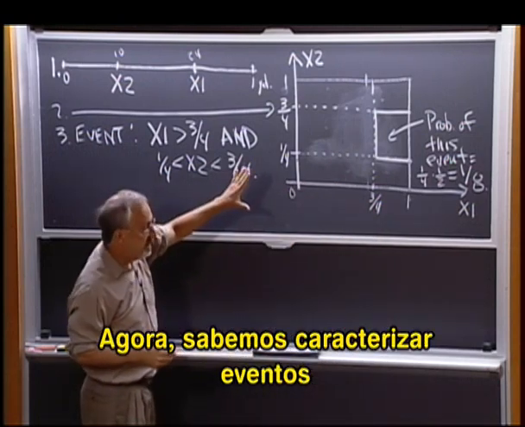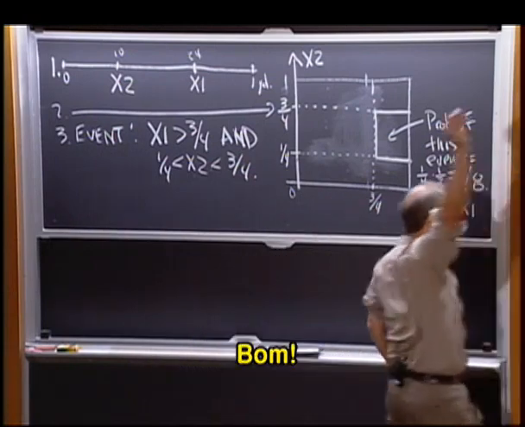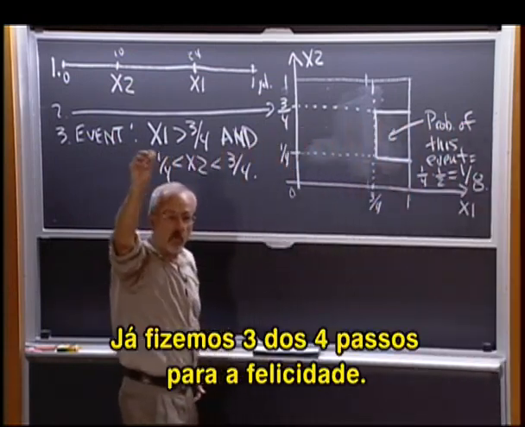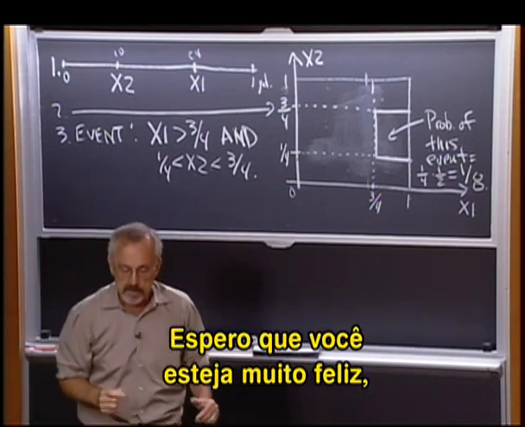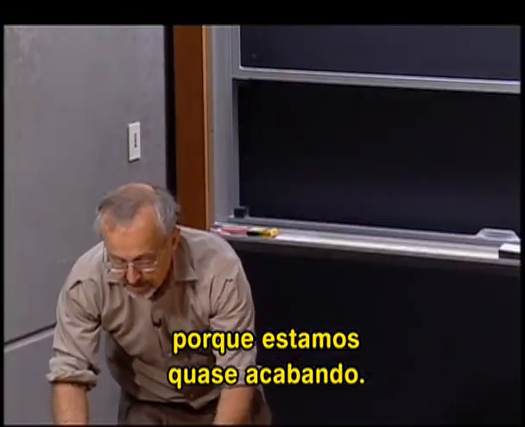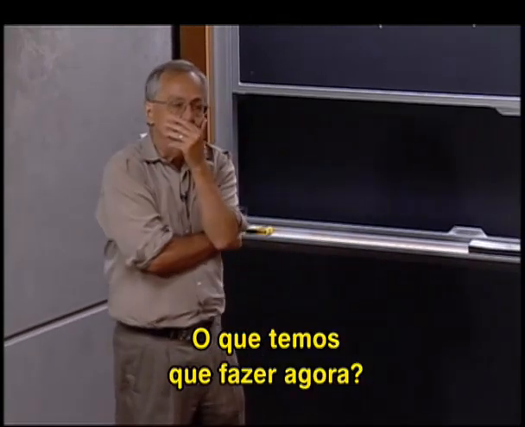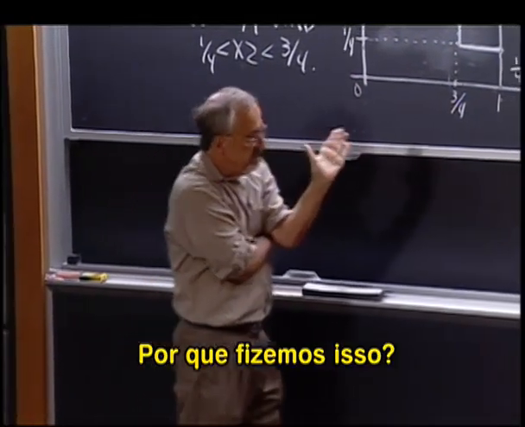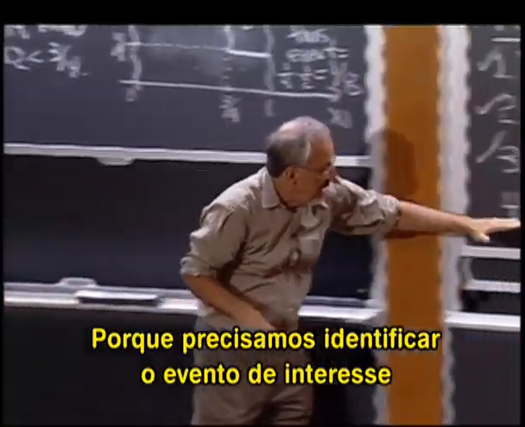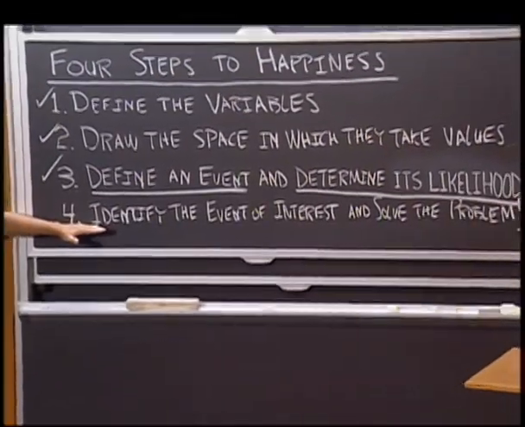So now we know how to characterize events and determine their likelihoods. Good. We're 3/4 of the way through the 4 steps to happiness. I hope you're feeling very, very happy right now, okay, because we're almost done there. Now, what do we have to do now? Well, why have we done this? Because we now need to identify the event of interest and solve the problem.